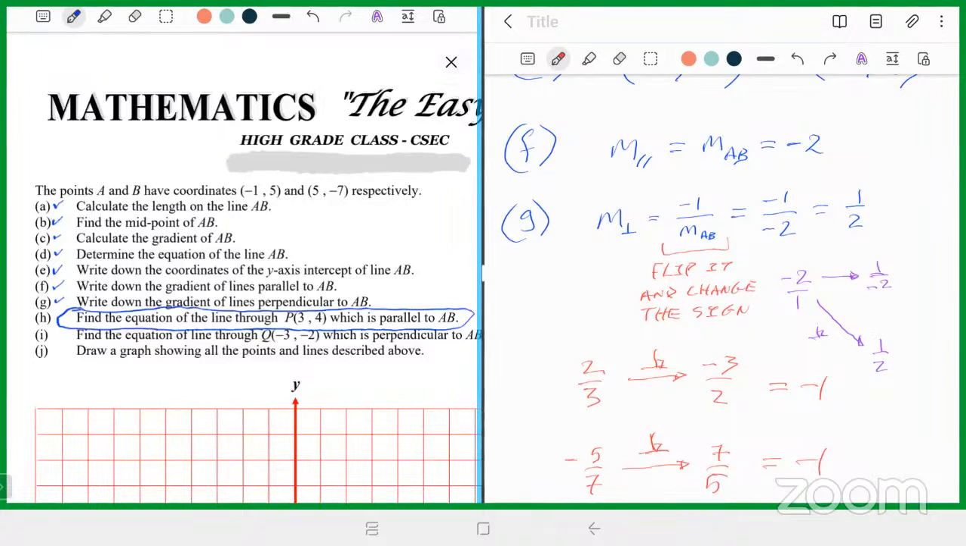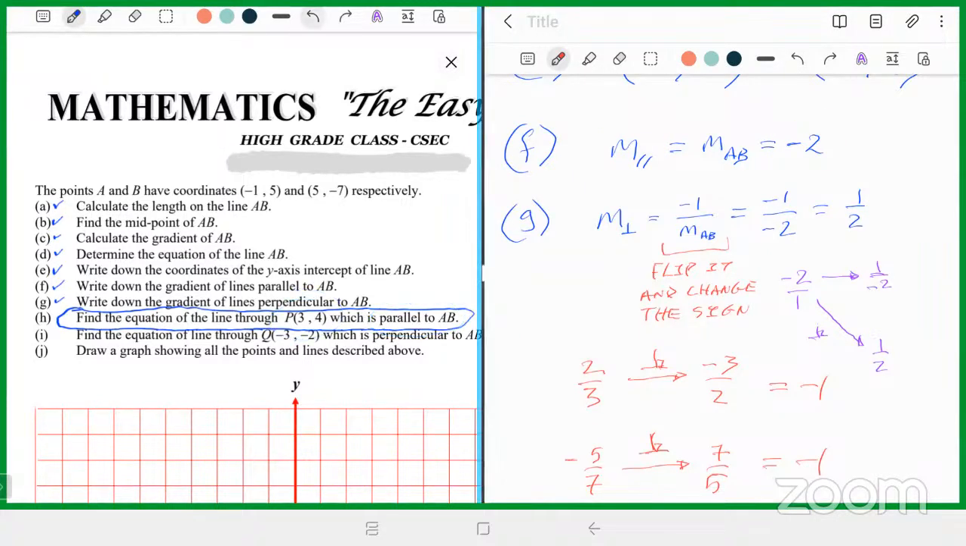It's asking us to find the equation of the line through P, which is parallel to AB. So if the line that we want is parallel to AB, then it has a gradient that is equal to the gradient of AB. It has this parallel gradient, which is -2, and it is passing through this point P.